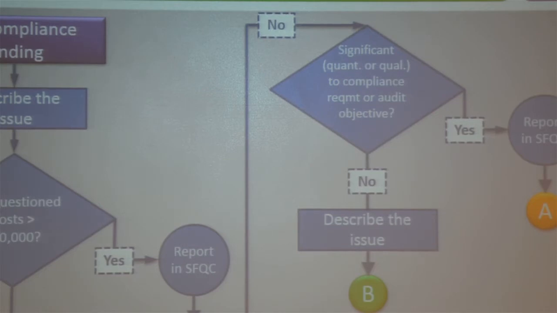And in fact, there's no actual dollar value limit. So I ask if it's significant. Now, by the way, in the book it says material in that top box here. The word really should be significant because I didn't want to confuse materiality with qualification of the report. So this is just really significant. Is this a significant variance, either quantitatively or qualitatively, to a compliance requirement or an audit objective?